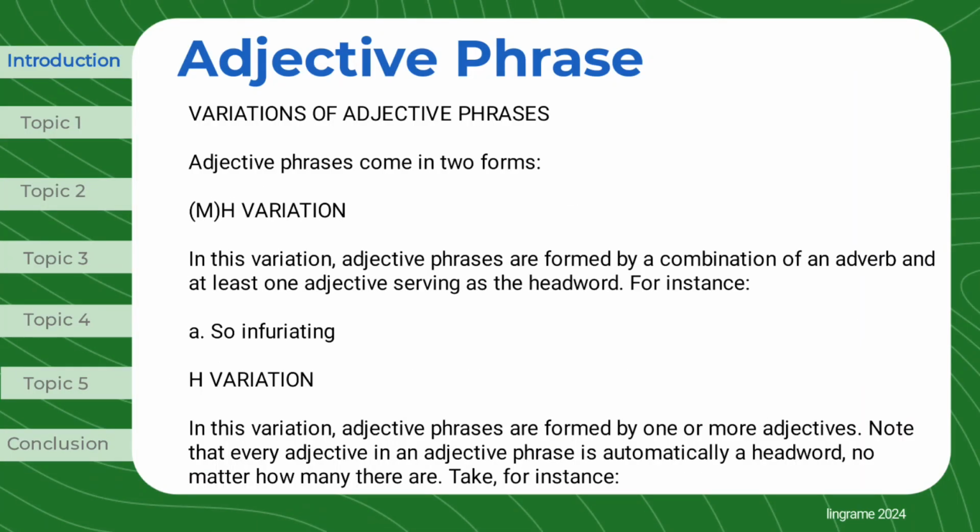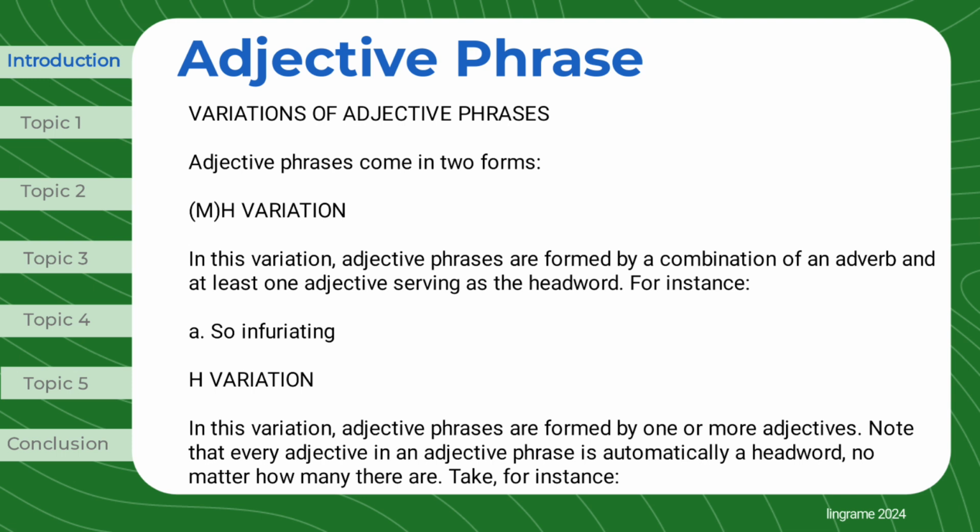Variations of adjective phrases. Adjective phrases come in two forms: MH variation. In this variation, adjective phrases are formed by a combination of an adverb and at least one adjective serving as the head word. For instance, so infuriating. H variation. In this variation, adjective phrases are formed by one or more adjectives. Note that every adjective in an adjective phrase is automatically a head word, no matter how many there are.